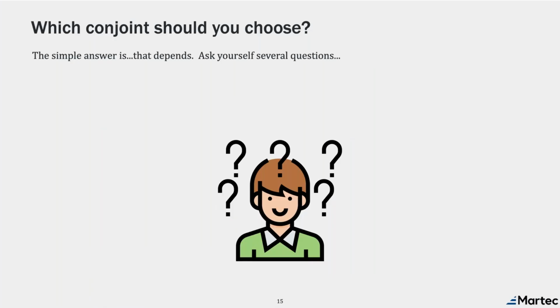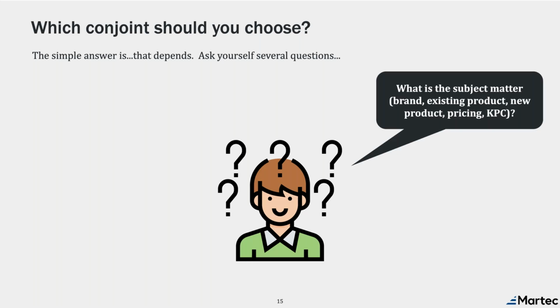So with all these different choices, which conjoint should you use? And unfortunately, the simple answer to that question is it depends. There are several other questions that need to be asked in order to ascertain what the best conjoint methodology is. So what is your subject matter? What is your objective? Are you trying to better understand your brand? Are you looking at existing products and what drives preference? Are you developing new products? Do you need insights into pricing? All of those questions will lead to a path that says this is the best type of conjoint for your application.